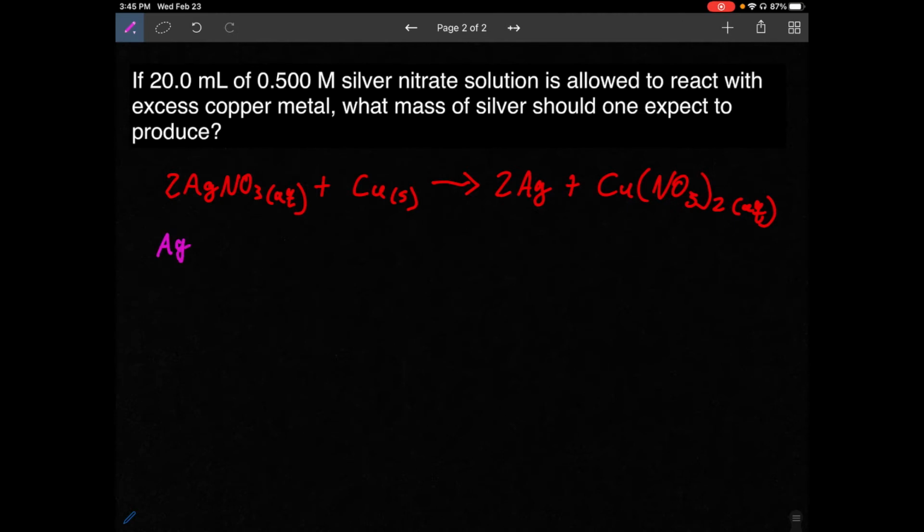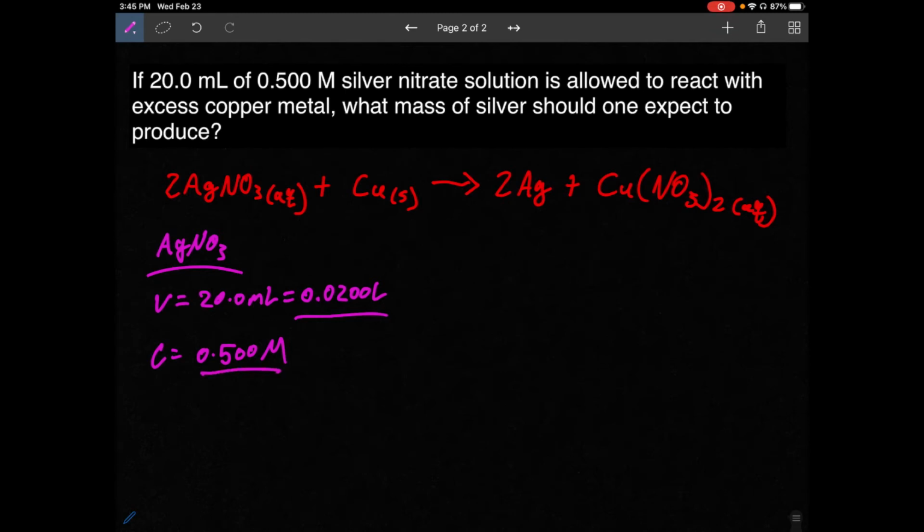We know that the silver nitrate solution has a volume of 20.0 milliliters or 0.0200 liters. And we know that it has a concentration of 0.500 molar. Well, I know that I can use this molarity along with this volume to calculate the moles of silver nitrate. And once I know the moles of silver nitrate, I can use the balanced chemical equation to convert to moles of silver, and then I can use, of course, the molar mass of silver to find the mass of silver that I would expect. So let's go ahead and try this.